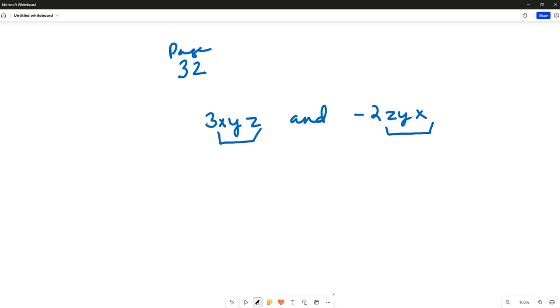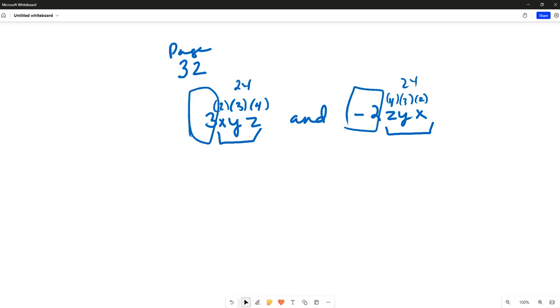So if I used a 2 for the x, 3 for the y, and 4 for the z, then that would be 6 times 4, that's 24. And you see, if it's in a different order, it does not change it, right? So that's also 24. So these, therefore, are like terms. So we can add the coefficients of like terms, okay?